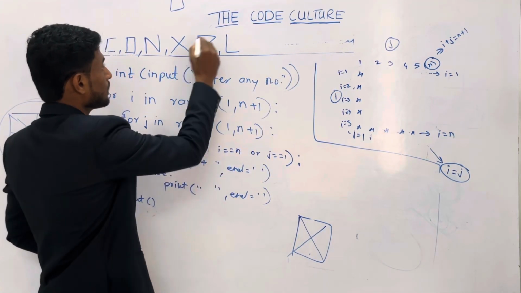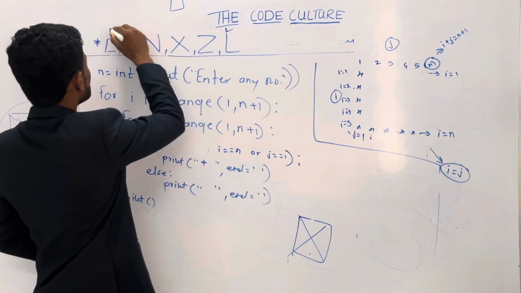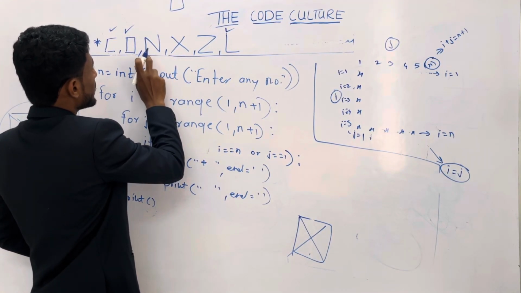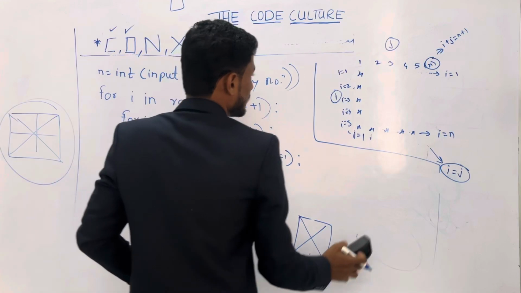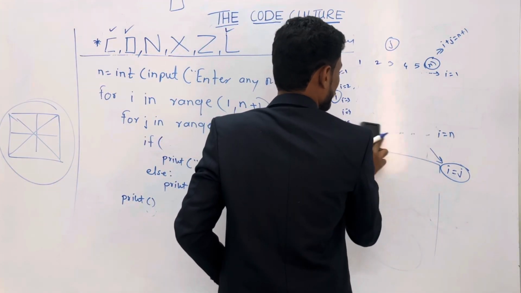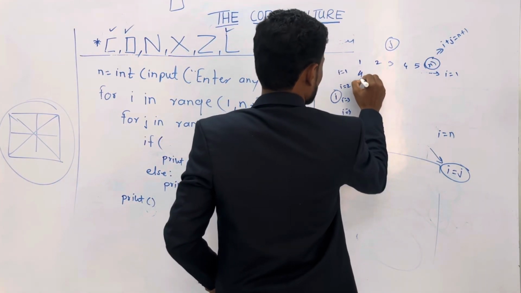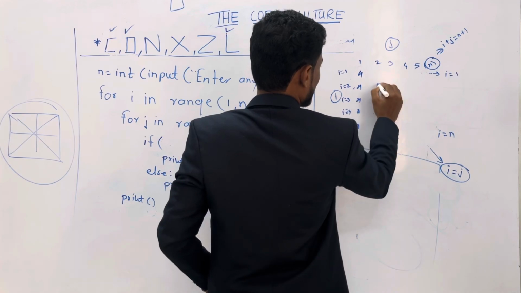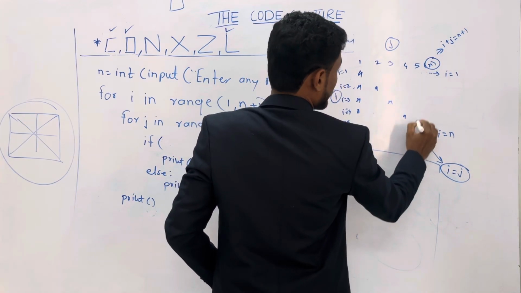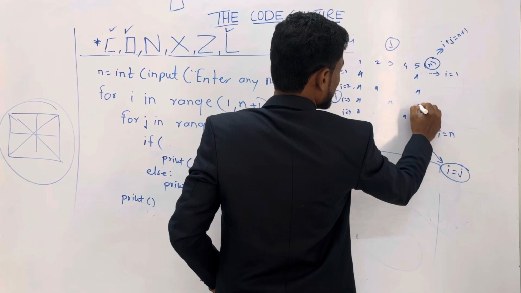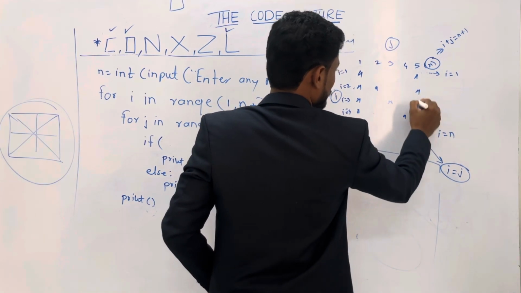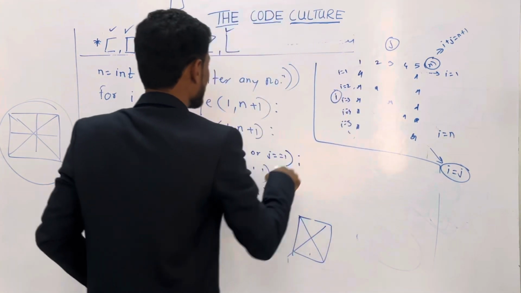Now L is done, C is done, O is done. What is remaining? N is remaining. Now to print N, what is required? So this one line, we require this and this. What is the equation of this line?